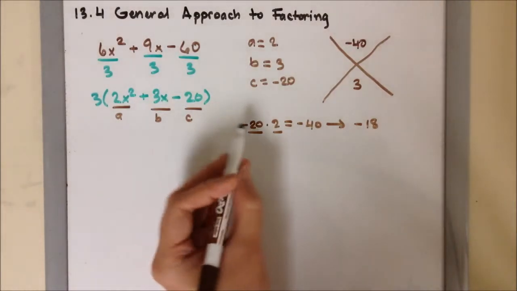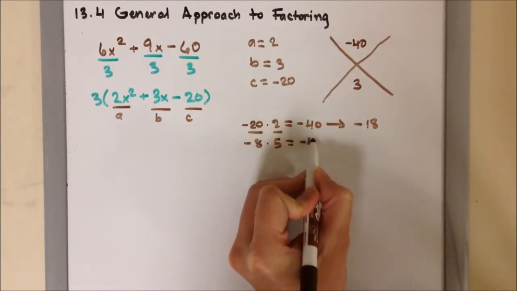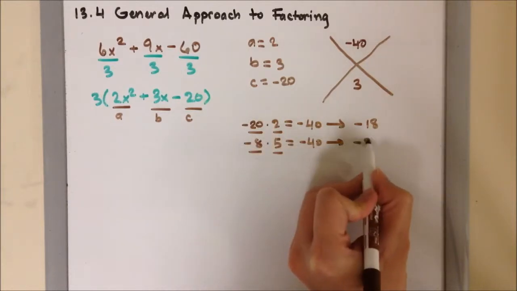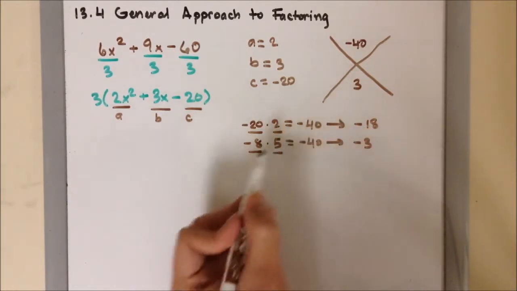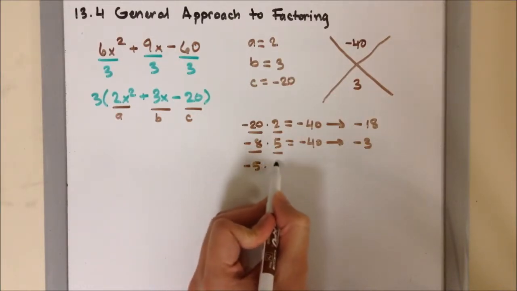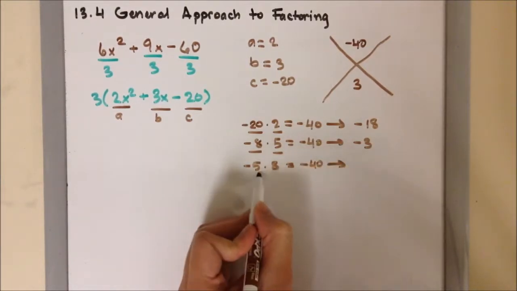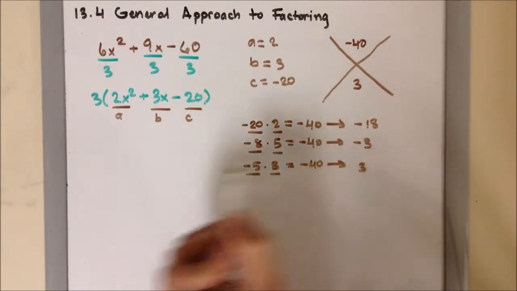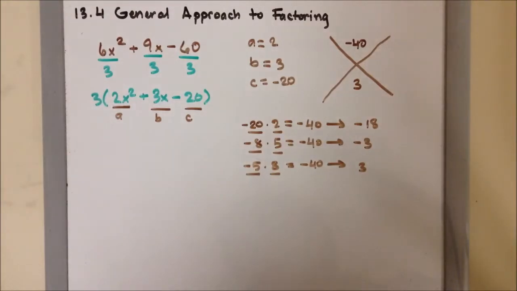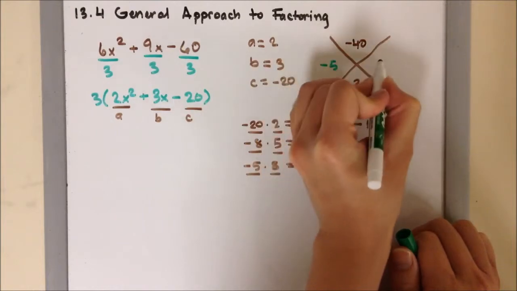What you could do is say negative 8 times 5. That will give you negative 40. The sum of negative 8 and 5 is negative 3. That's almost the same as my B value. So instead of negative 8 and positive 5, say I do negative 5 times positive 8. That would give me negative 40. The sum of negative 5 and 8 is a positive 3. So this will be negative 5 and positive 8. Let me write over here: negative 5 and positive 8.